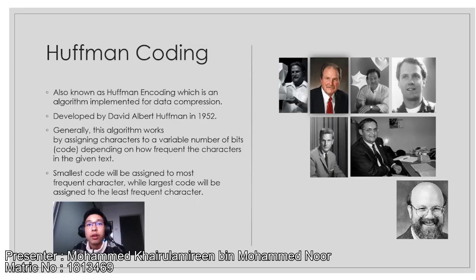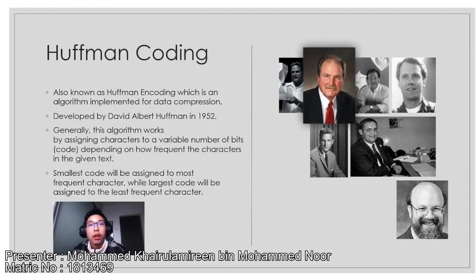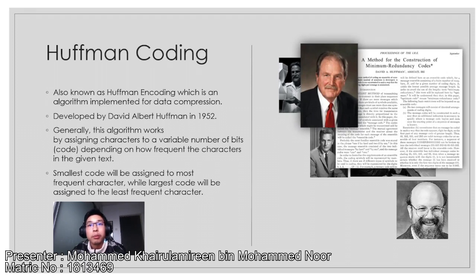Huffman Coding, also known as Huffman encoding, is an algorithm used for data compression. It was developed by David Albert Huffman. He made a research on it in 1952 called A Method for the Construction of Minimum Redundancy Codes.